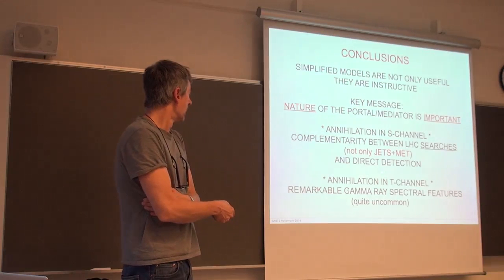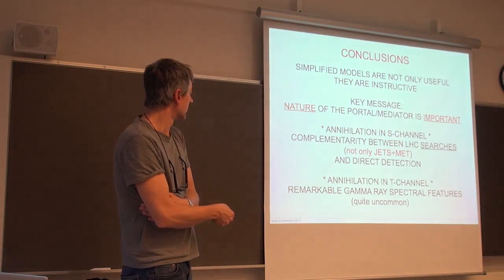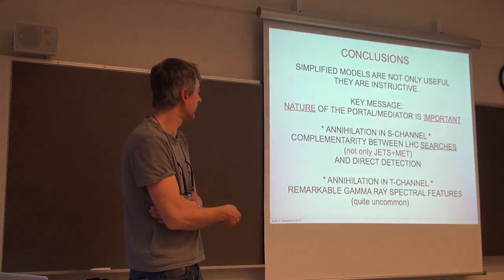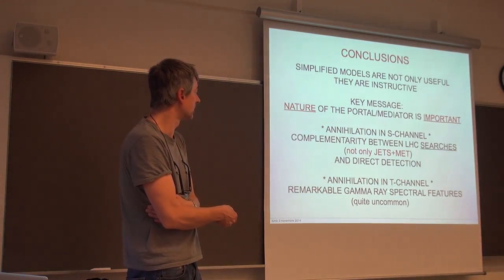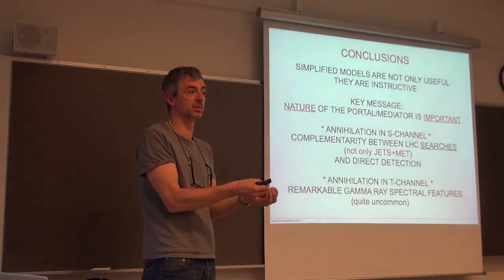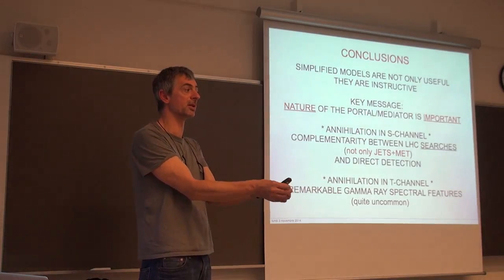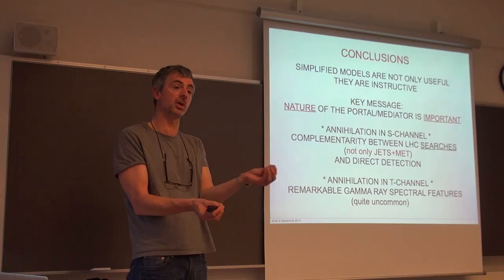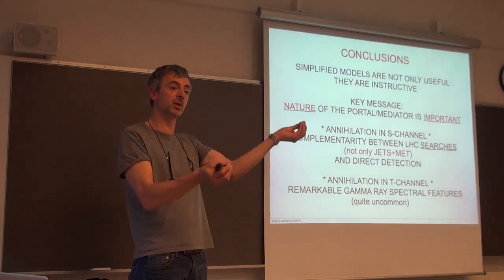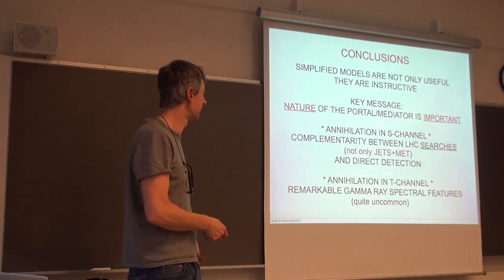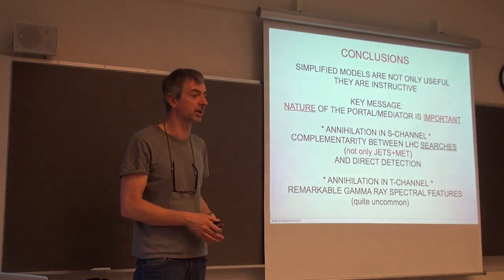And then I've discussed a specific signal that you have for this particle in the T channel. So again, something you cannot see using a different operator because you don't see this fine structure. And especially the correspondence between the relic abundance, which fixes the coupling, and the strength of your gamma ray signal. So that was sort of the takeaway message.